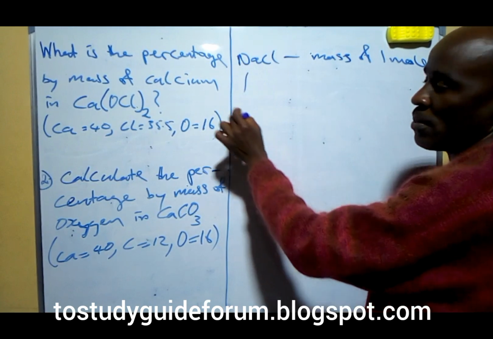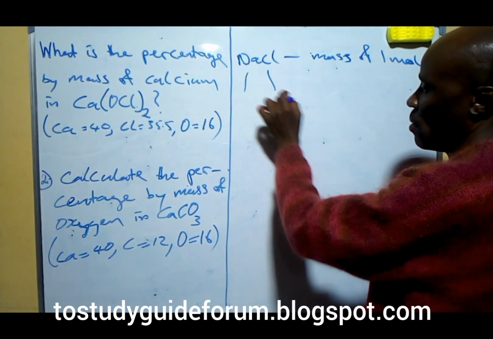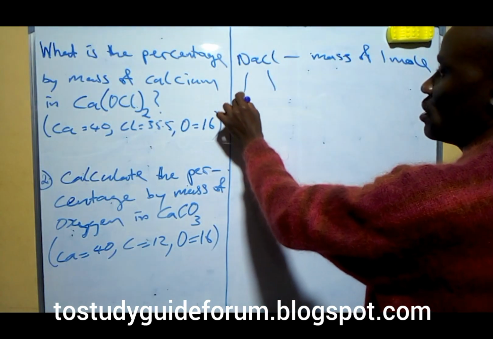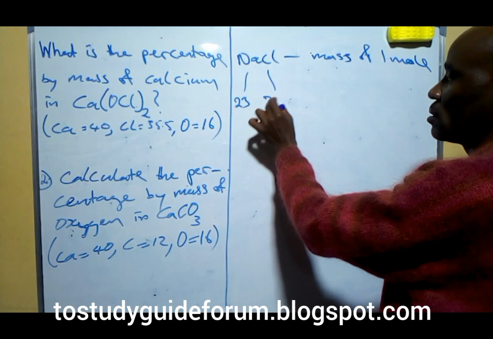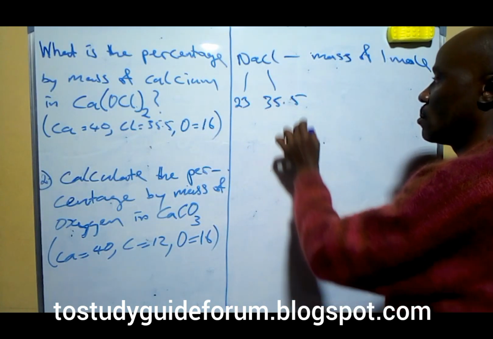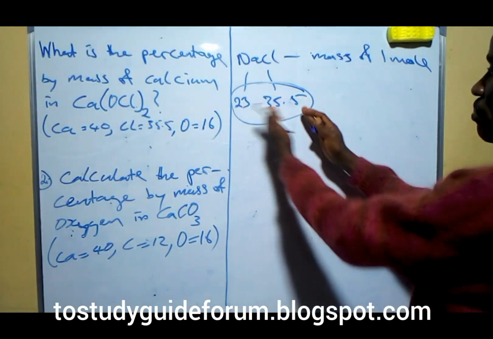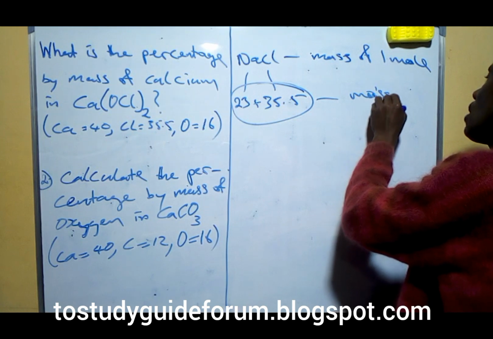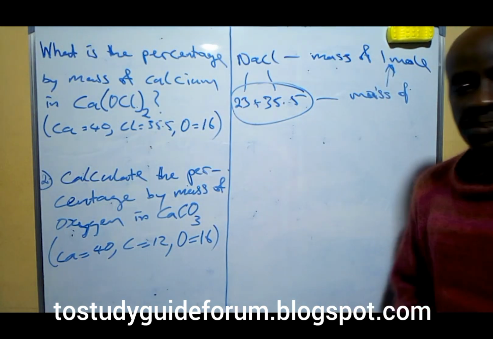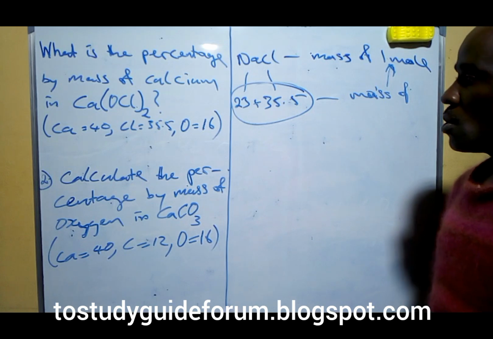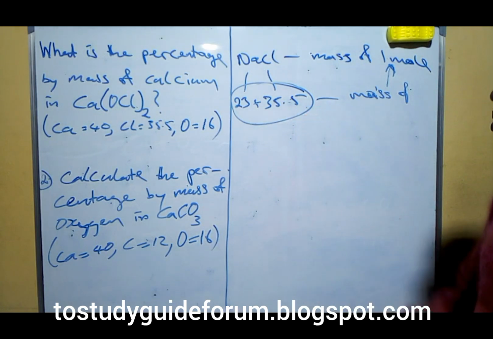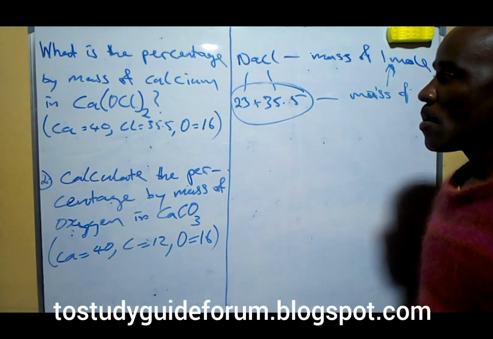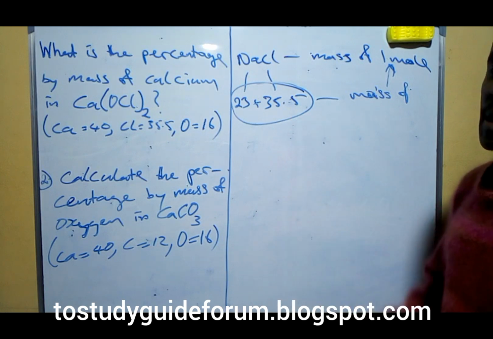One of the component elements we have here is sodium, and then we have chlorine. Sodium is 23, and chlorine is 35. The sum of these masses will give us the mass of what we have here. That is what we really mean. So in that case, we can also calculate the percentage by mass of each of the component elements.